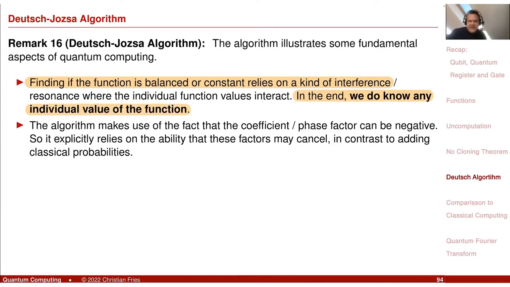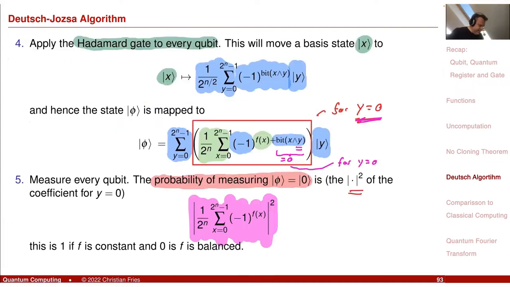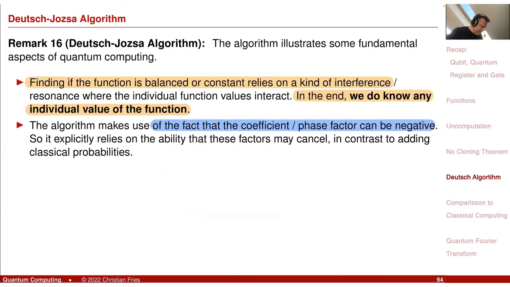Also very nice about this algorithm is that it makes use of the fact that the coefficients and phase factors can be negative and can cancel. So you see that these guys that appear here, the square of it, are associated with probabilities. But here, the superpositions cancel if the function is balanced and create a probability of zero. So it's important that the coefficient is a complex number and can be negative.